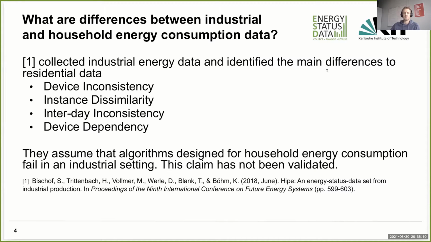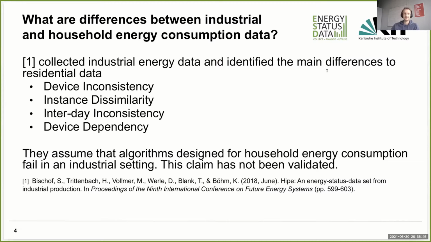First of all, what are the differences between industrial and household energy data? Actually, another group of PhD students from the same research training group 3 years ago published a paper where they pointed out 4 major differences. This is the device inconsistency, instance dissimilarity, interday inconsistency, and device dependency. And based on these differences, they conjectured that the algorithms designed for household energy data do not work in an industrial setting, and they did not validate this claim.